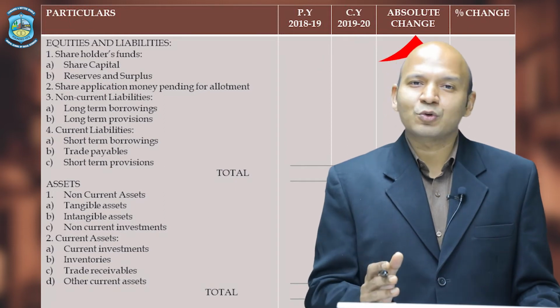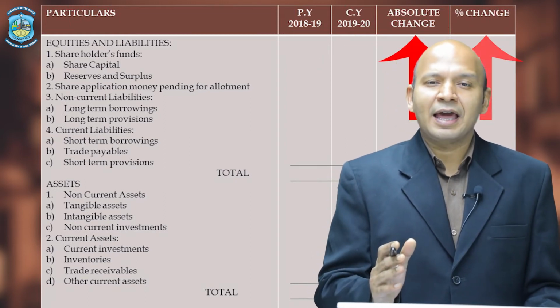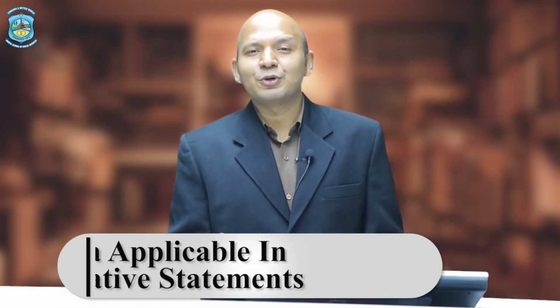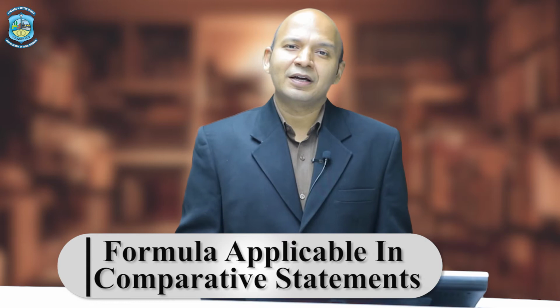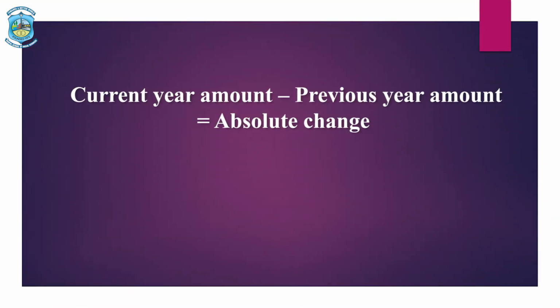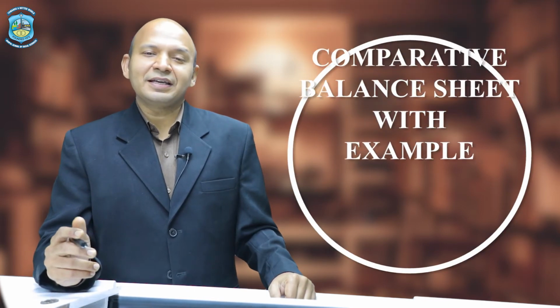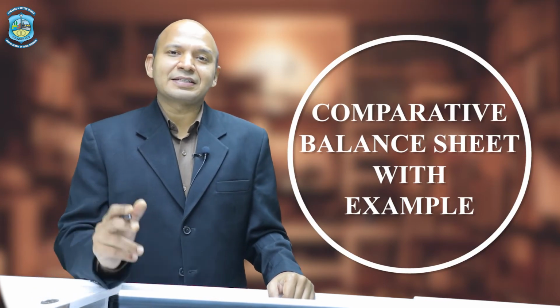And then we calculate absolute change and percentage change. For calculating absolute change, we need to apply one formula, that is current year figure minus previous year figure. And for calculating percentage change, we need to apply the formula absolute change divided by previous year amount multiplied by 100. I'll be explaining you the comparative balance sheet with an example.